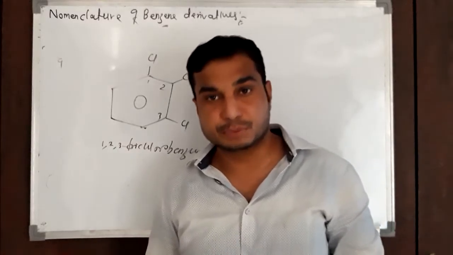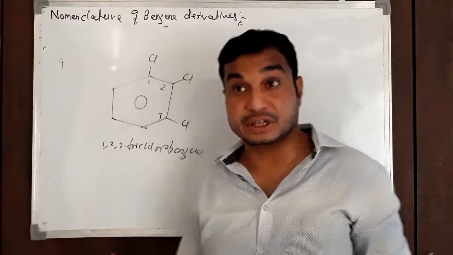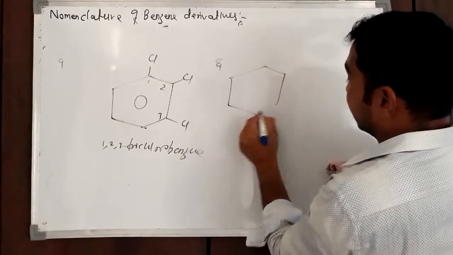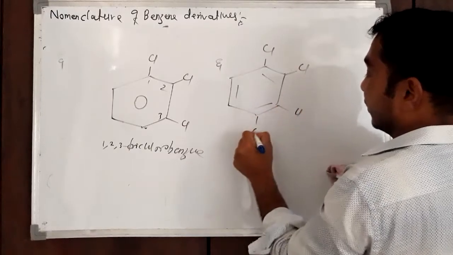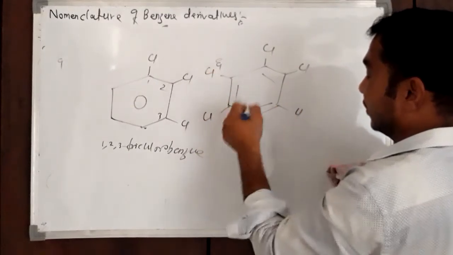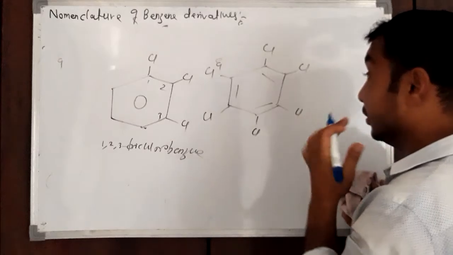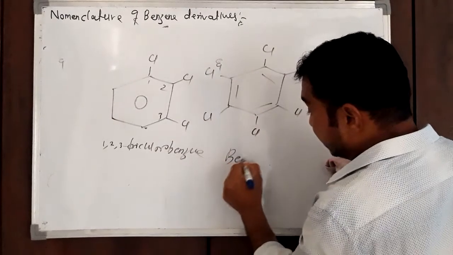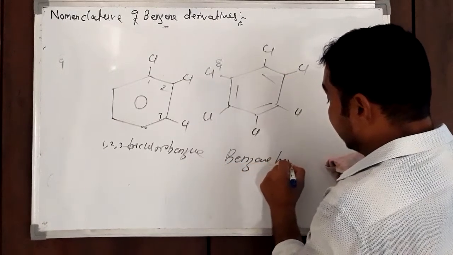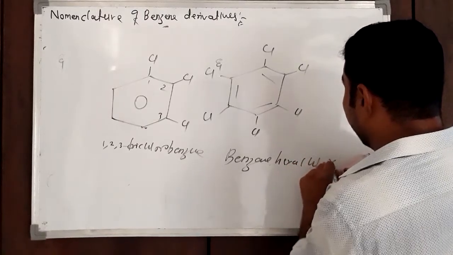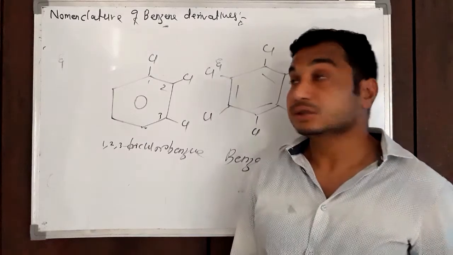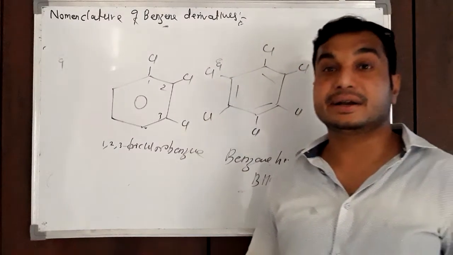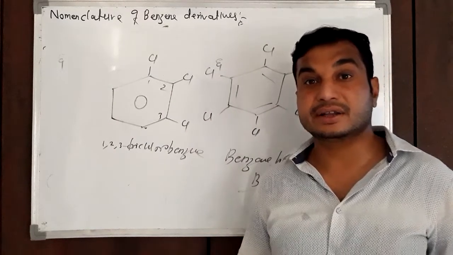Okay. Similarly, tetra-substituted benzene, penta-substituted benzene, and hexa-substituted benzene also. Hexa-substituted, for example, replace all the 6 hydrogen by any atom or group of atoms. For example, BHC, benzene hexachloride. Its name is benzene hexachloride, BHC, an insecticide. Okay, so these are the examples and nomenclature of benzene and their derivatives.